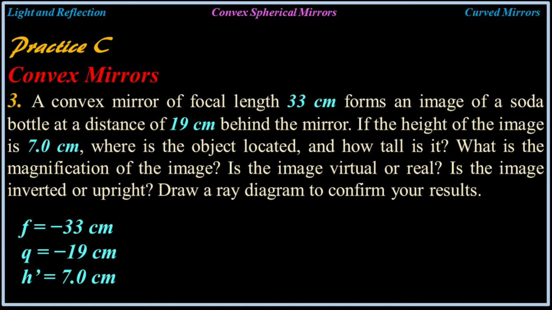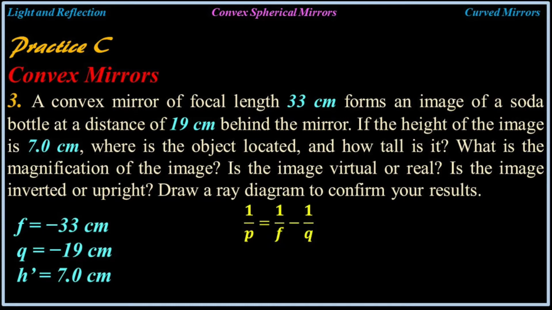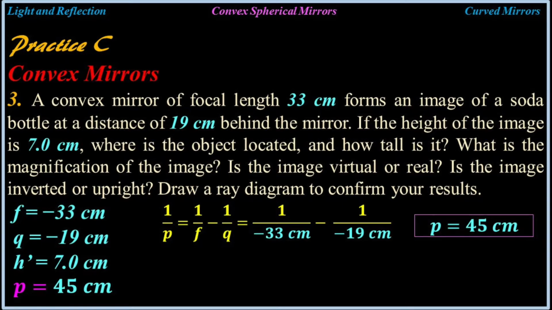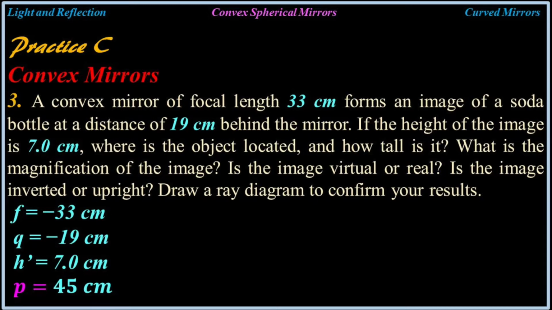There are the givens. There's the equation. Plug in. And p equals 45 centimeters. Now we have p, it's 45 centimeters. Now what we're going to do, we need h. We have enough to plug in for h.